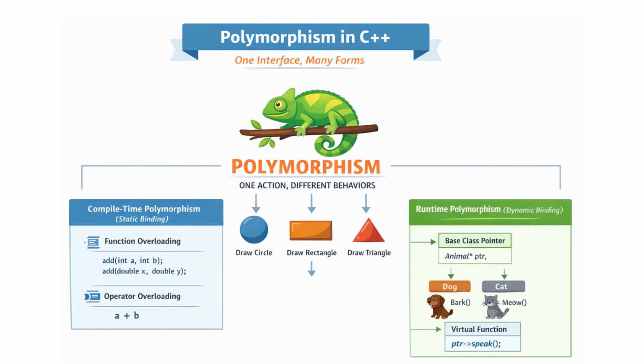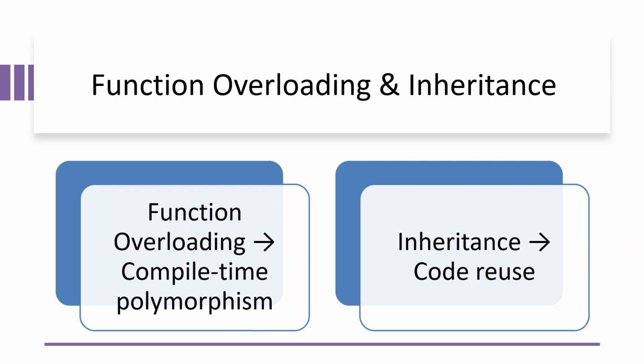Function overloading and inheritance. Function overloading is an example of compile time polymorphism. Here the function is selected during compilation based on parameters. Inheritance allows a class to reuse properties of another class. However, inheritance alone does not provide dynamic behavior. To achieve dynamic behavior along with inheritance, we use virtual functions.